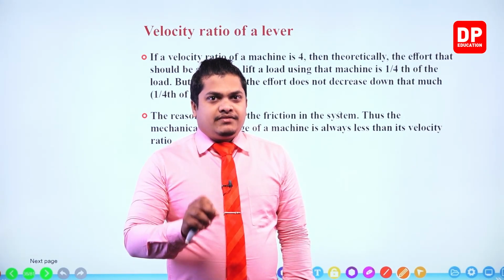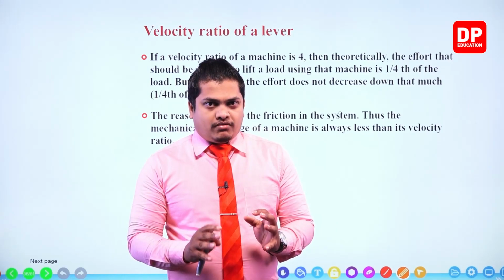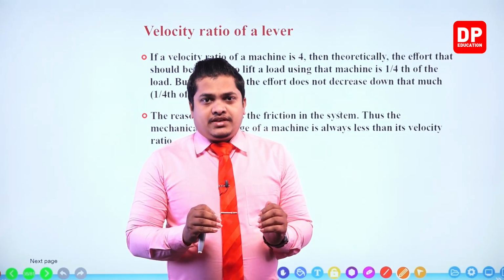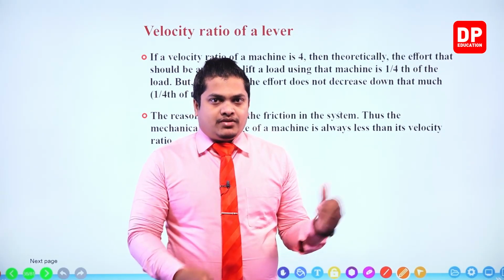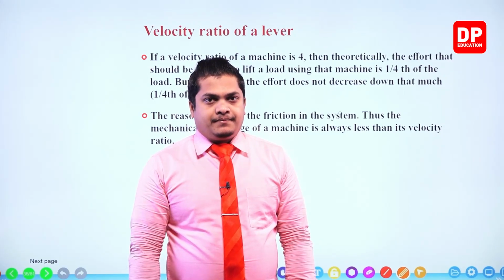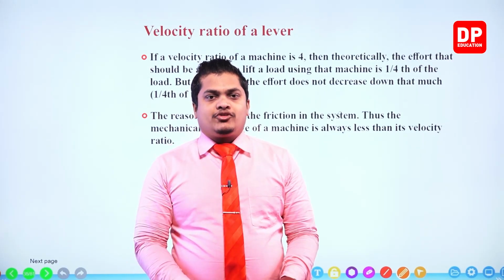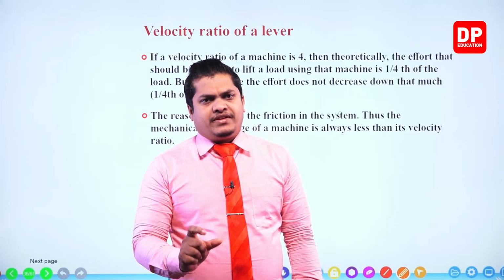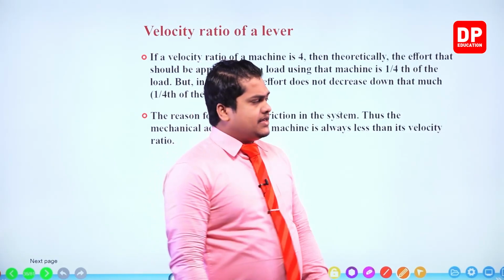This is the velocity ratio. This is what the velocity ratio is going to implement within a lever. But however, my dear children, there is an exception, a small bit of an exception. Let's see what that is.